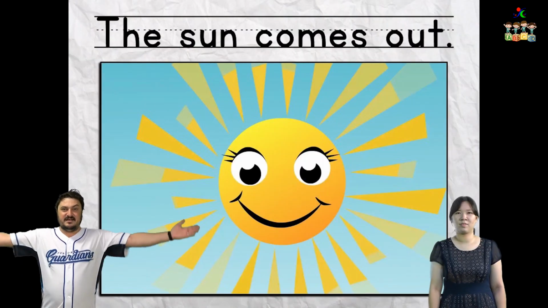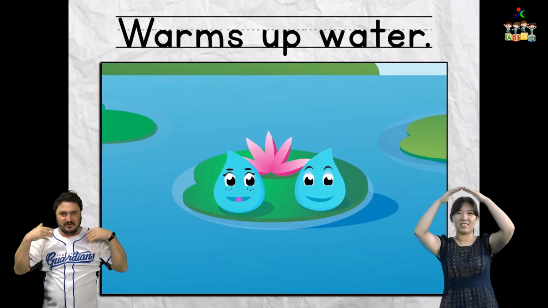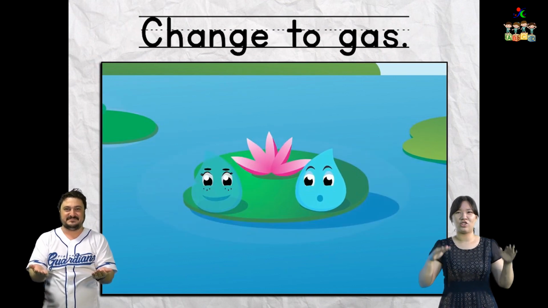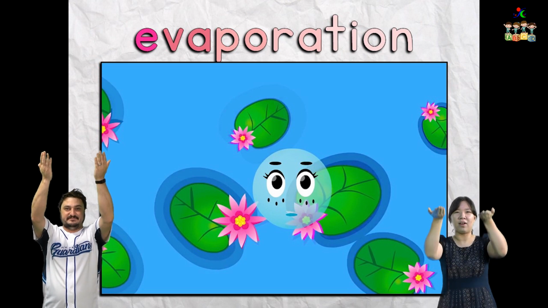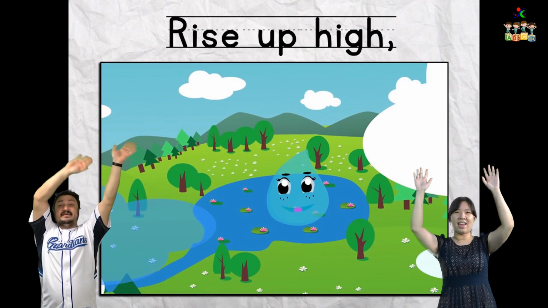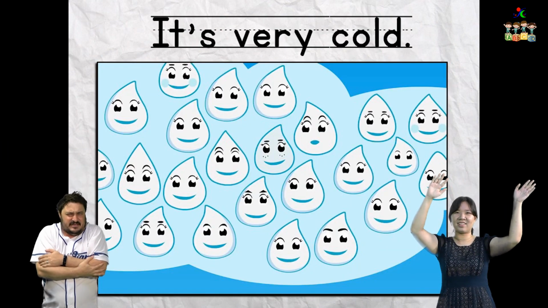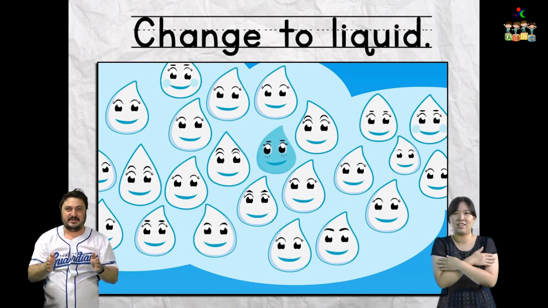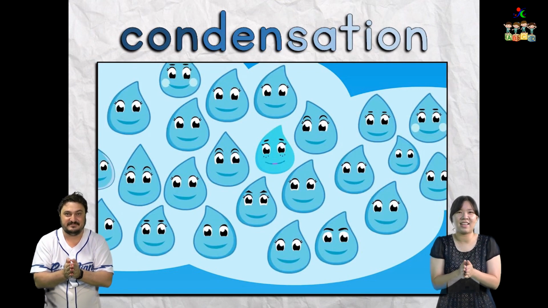The sun comes out. Warms up water. Change to gas. Evaporation. Rise up high. Into the sky. Very cold. Change to liquid. Condensation.